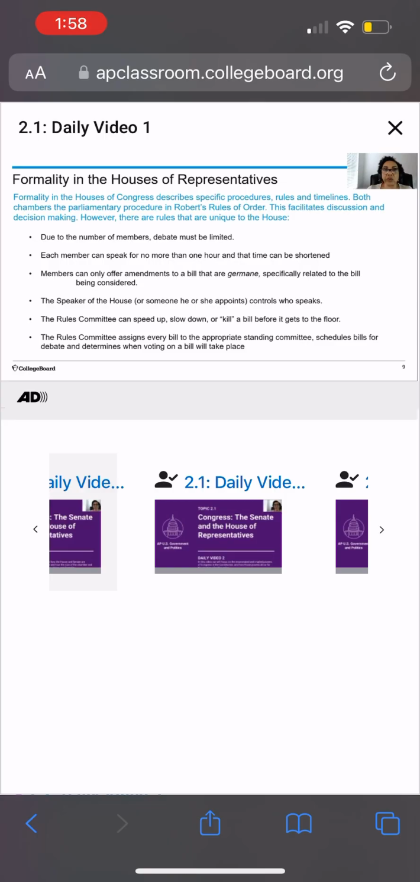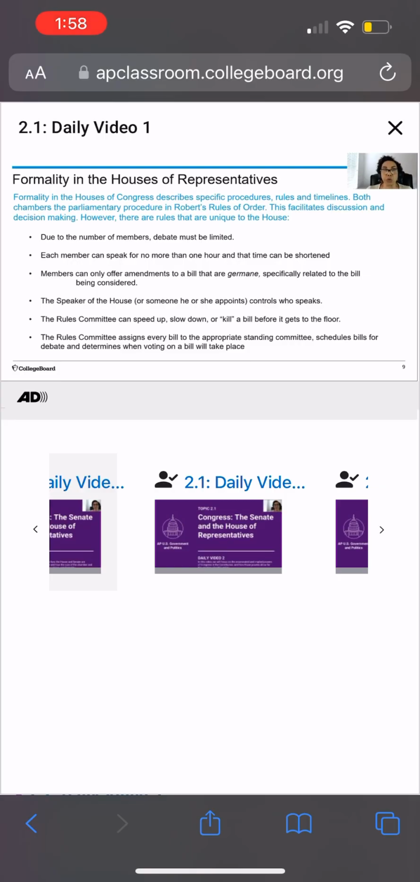It could be even less than that if all the members agree that they don't have enough time for each person to speak any longer. And members can only offer amendments to bills that are germane, that is having something to do with the item or the topic that's under consideration. The Speaker of the House, or someone that he or she designates, would be the one who controls who speaks. The members direct themselves to the Speaker, not to each other.